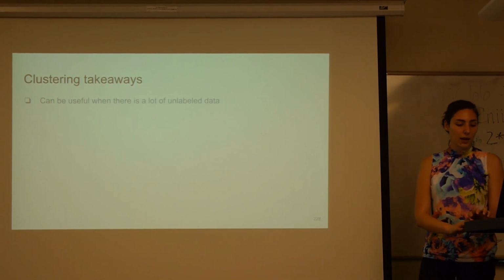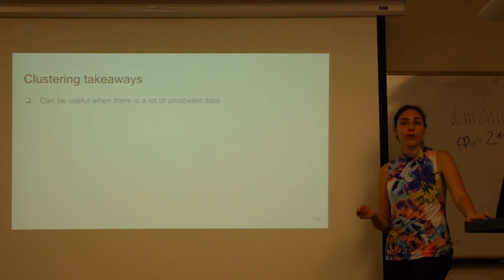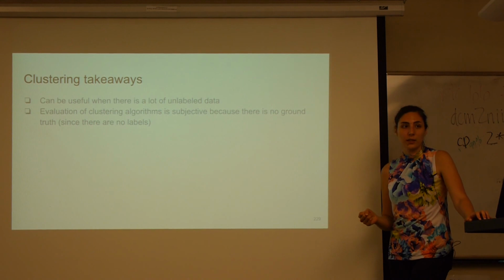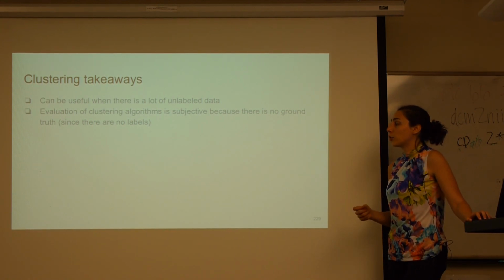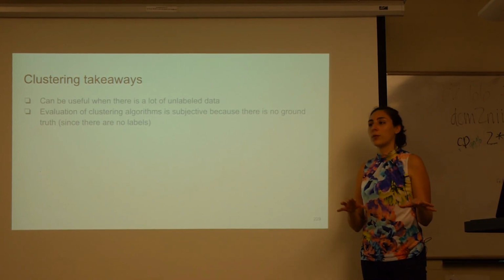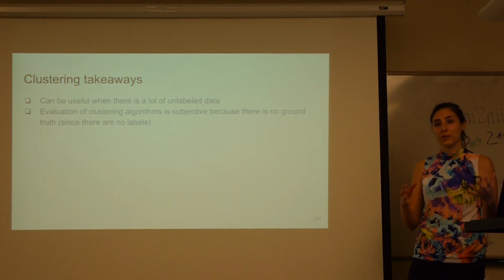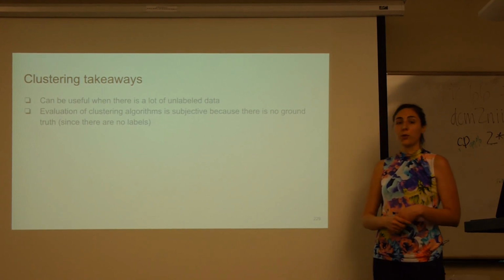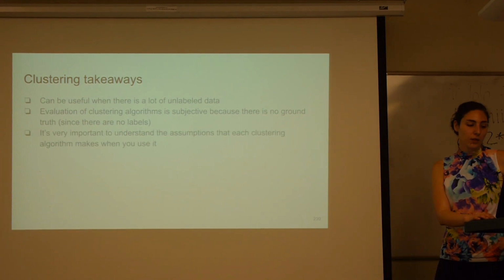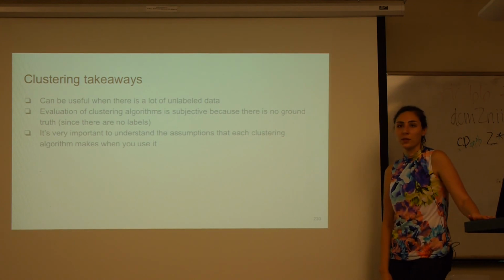And then finally, we're done with clustering. We saw that clustering can be useful when we have a lot of unlabeled data. But the way we evaluate clustering algorithms is not super clear. It's quite subjective. What I mean by that is the clusters that result from the clustering algorithm can sometimes be ambiguous. And what is the best clustering can also be ambiguous because we don't have ground truth. We don't know what the actual clusters should be. And we've seen that it's important to understand the assumptions that go into these clustering algorithms.